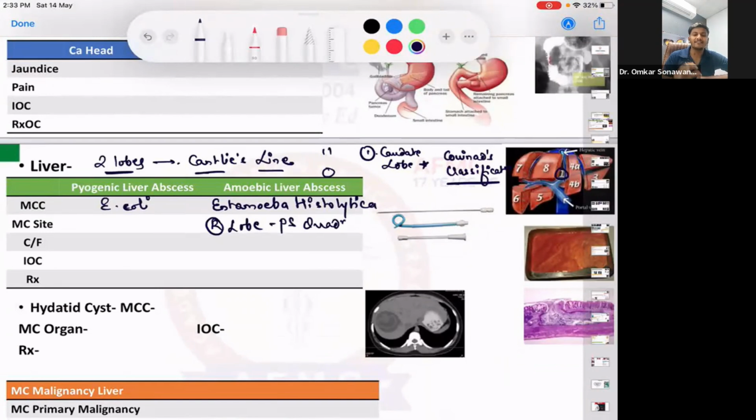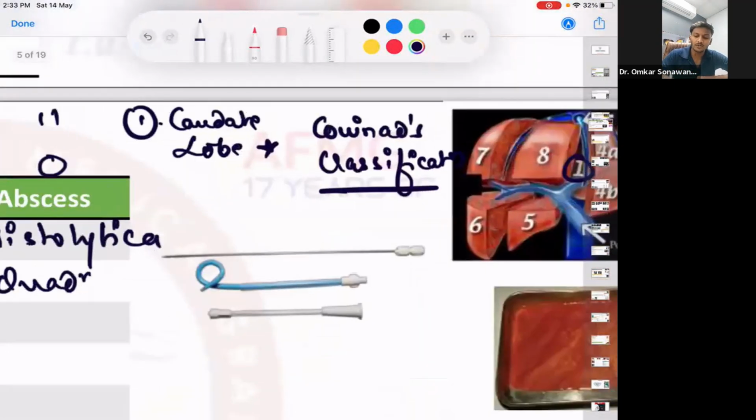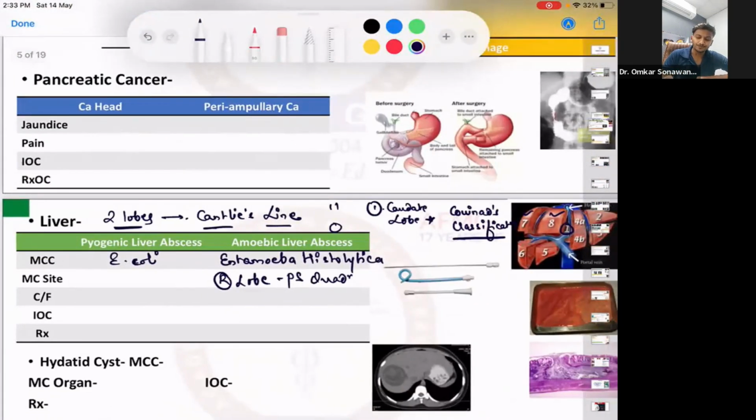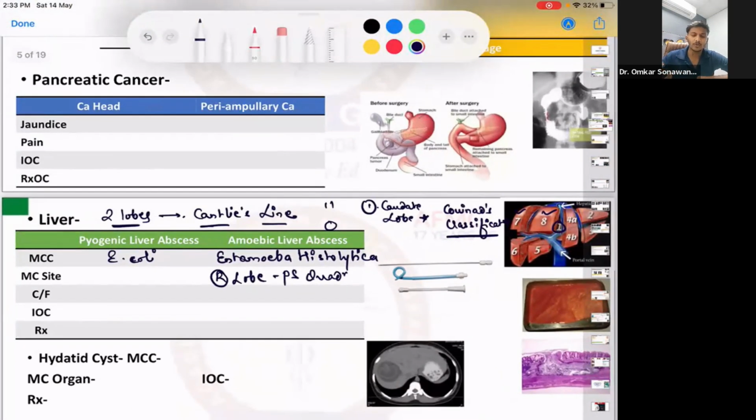As you can see, segments 7 and 8 would be involved over here. The posterior-superior segments in the right lobe of the liver are usually involved in cases of amoebic liver abscess.